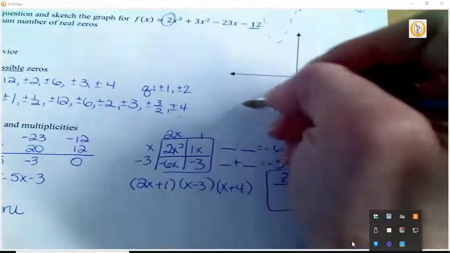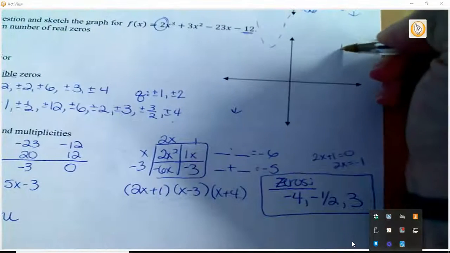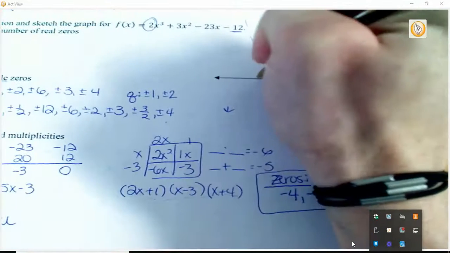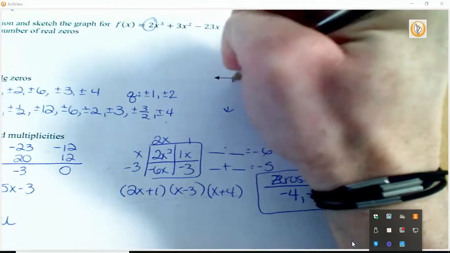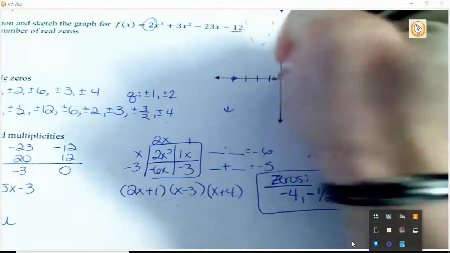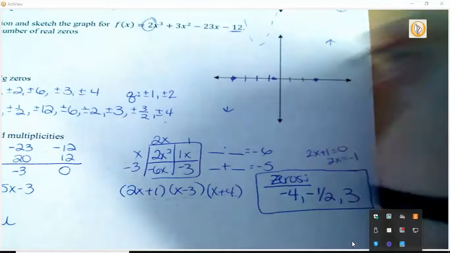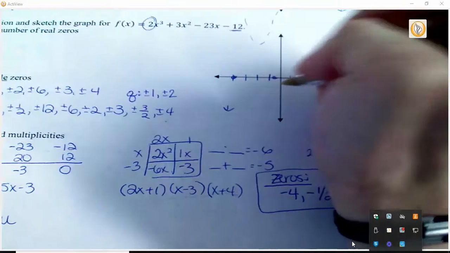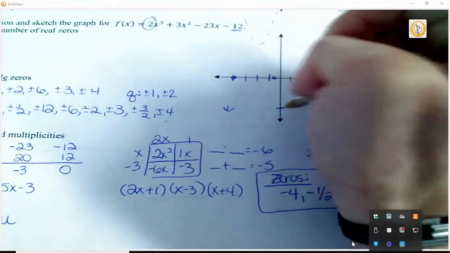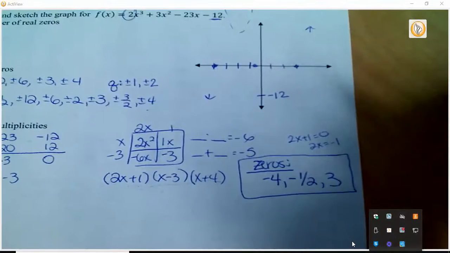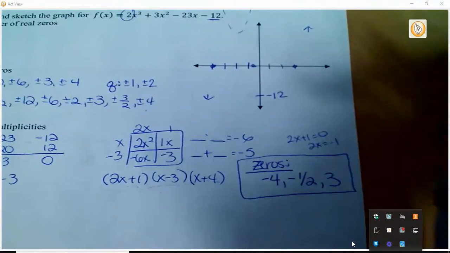Now let's graph it. So our end behavior, we said it should start low and end high. We hit the x-axis at our zeros, -4, -1/2, 3. Y-axis at -12. Those are the only places you can touch.